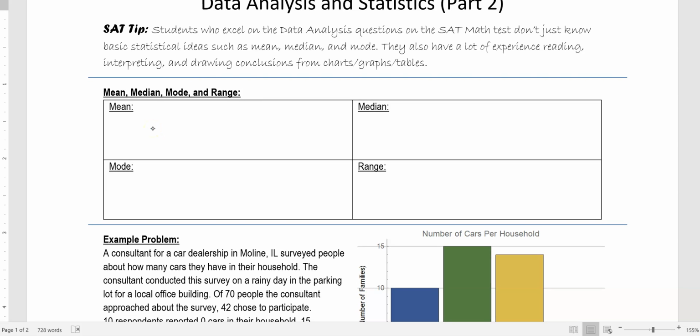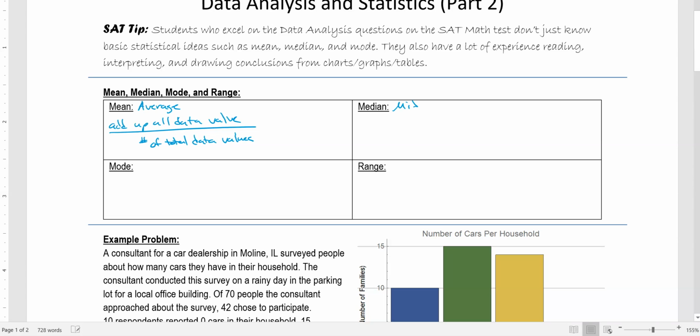What is the mean? Okay, the mean is the word average. It's probably what it's more commonly known as. And to calculate the average, we add up all data values, and then you divide by the number of total data values. Okay, so that's how we calculate average.